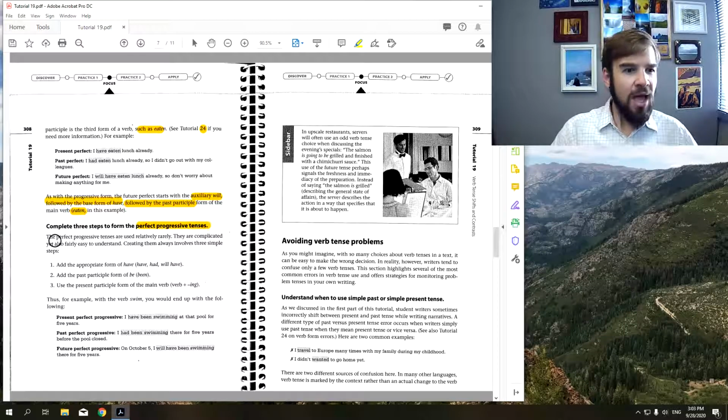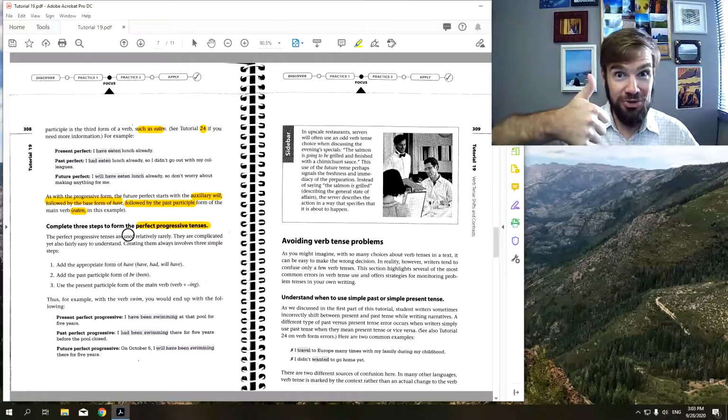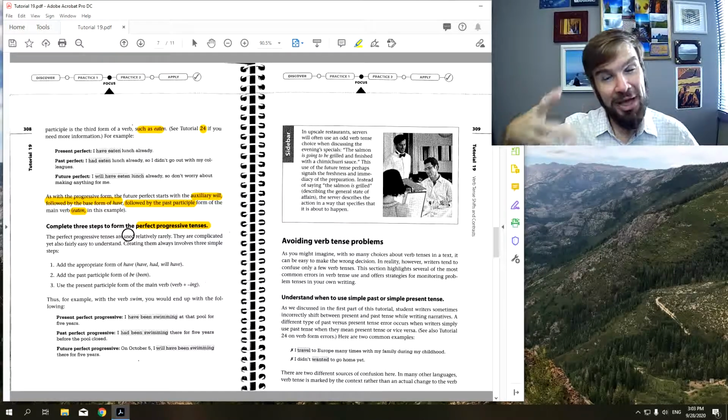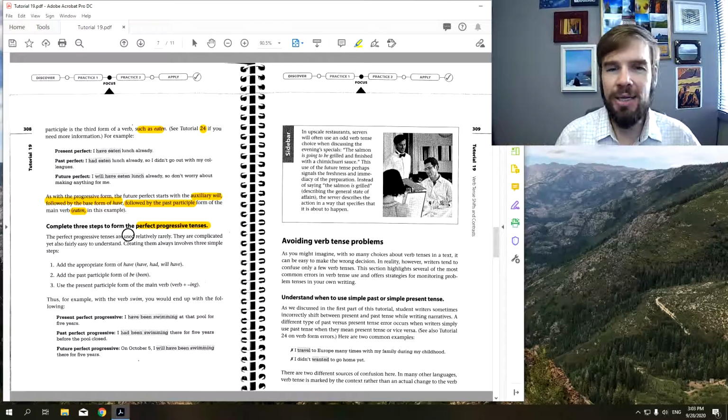Now, the perfect progressive tenses are used relatively rarely. That's the good news. I want you to be able to read them and recognize them when you see them, but you're probably not going to use them very often, even in academic writing. They are relatively rare, just like Professor Ferris says. They are complicated, yet also fairly easy to understand. Creating them always involves 3 simple steps. So 1, add the appropriate form of have. So have, had, will have. Present, past, future.